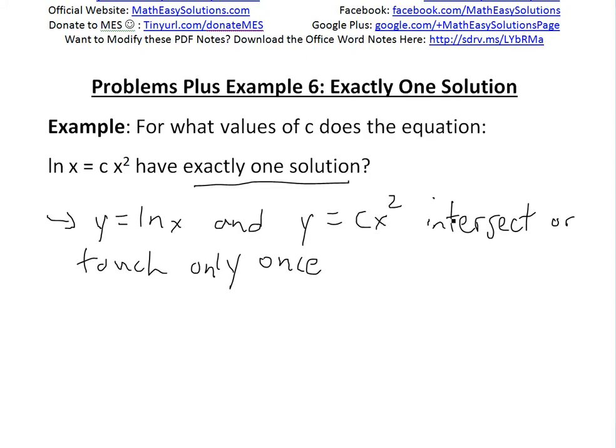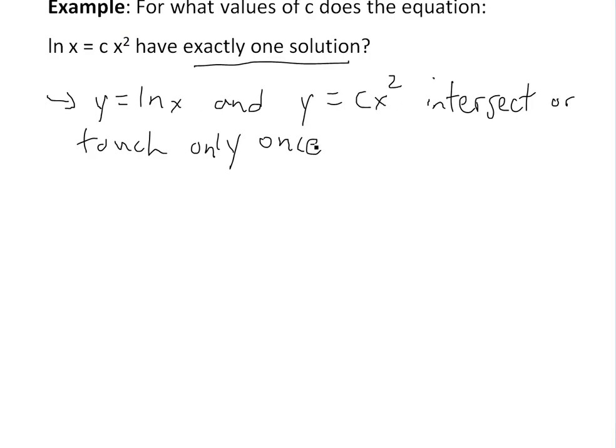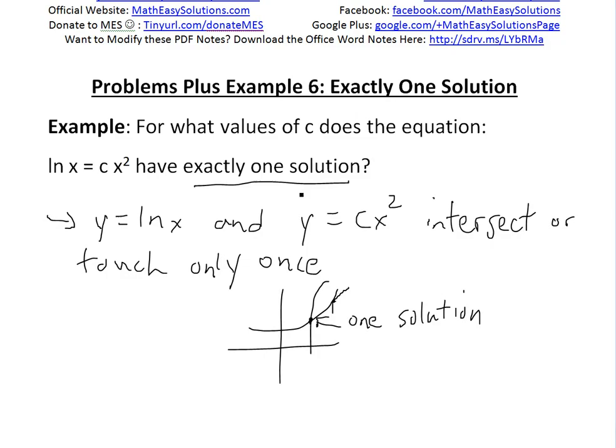If the curves touch or intersect, that means there's a solution to these two curves. For example, if you have any random function like this over here, and then this one over here, and this only touches once exactly right here, there's one solution, and it's crossing in this case. But they can also touch by being tangent. If it's tangent, it doesn't need to cross, and there's a solution right at this point. So this is asking for what values of c this equation has only one solution.